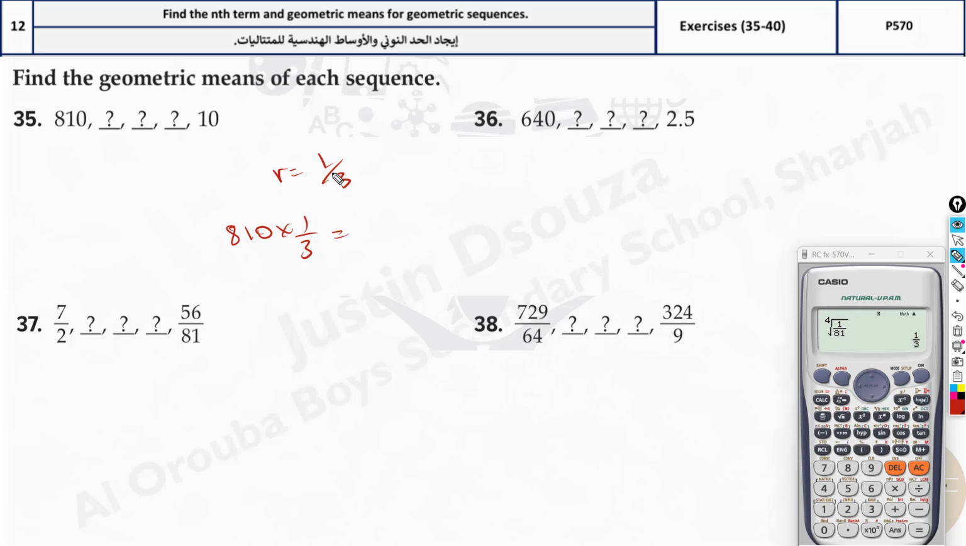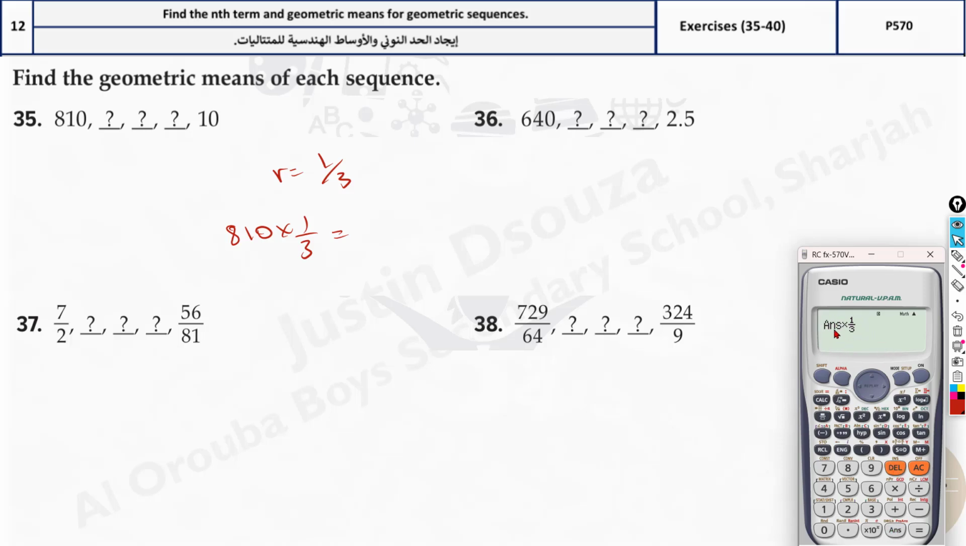And that's not it. You need to keep on multiplying by 1/3, 3 times. So we can do that in the calculator. Now what you need to do is 810 multiplied by 1/3, 1 divided by 3. What is the answer? It's 270. Since it's 3, you can just do 270 multiplied by 1/3 and so on. But if you want to save time, you can just save that as the answer.